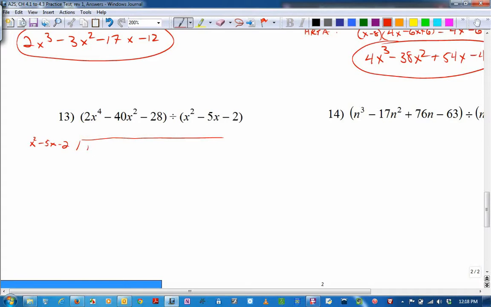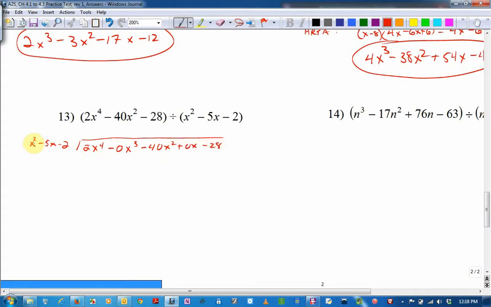I have 2x to the 4th. I do not have an x cubed, so I better put a holder for that. Minus 40x squared. I don't have an x, so I better put a holder for that. That would be plus 0x minus 28.